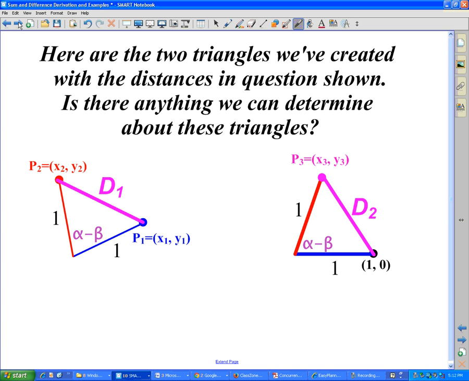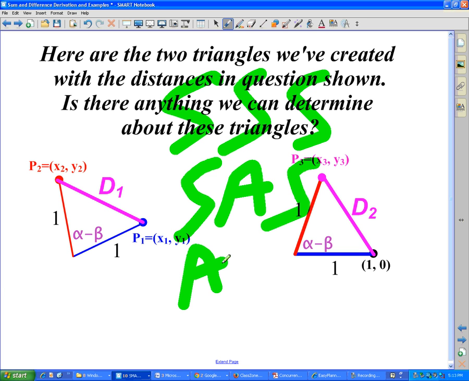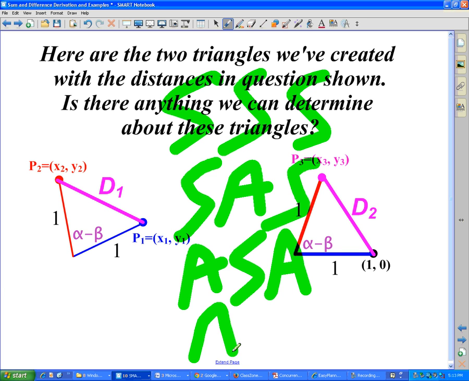Here's something we want to know ahead of time, though. These two triangles that we created, is there anything we can determine about these two triangles? Anything special? Anything significant? If I told you to think back to geometry, I gave you a couple seconds, you might start thinking about things like SSS, and SAS, and ASA, and so on and so on. Actually, the other one is AAS. These are the geometry triangle congruence postulates and theorems that you learned back in the day.